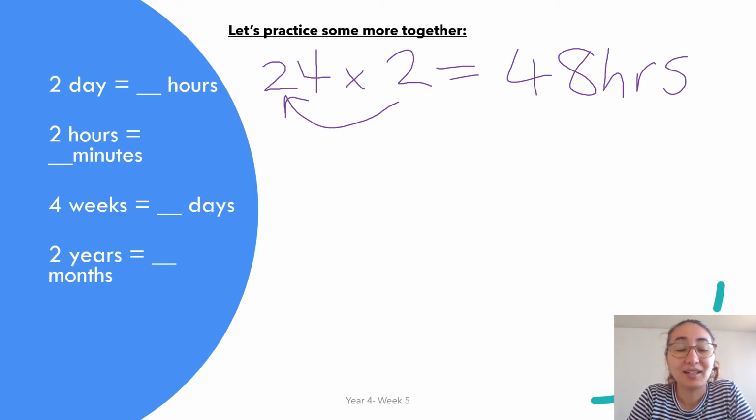Our next question: 2 hours equals how many minutes? Again, using our known facts.